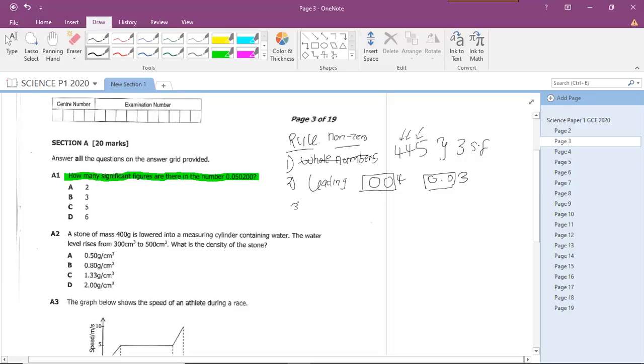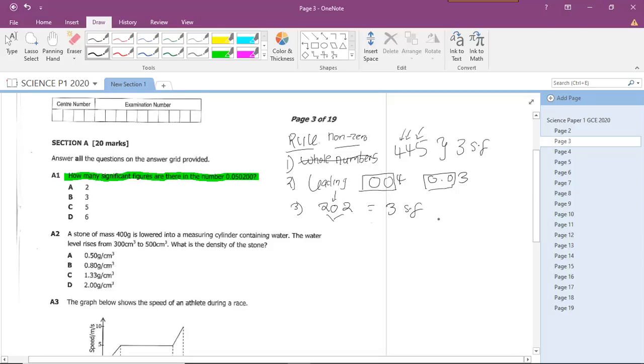The third rule that I want to talk about is that zeros appearing in between non-zero digits are significant. So if I were to write a number like 202, this zero in between adds significance because it's in between two non-zero digits. Therefore, this one will have three significant figures.